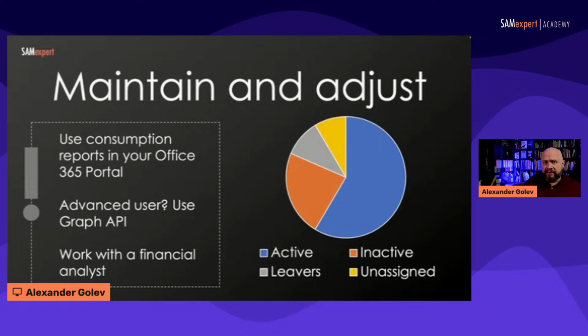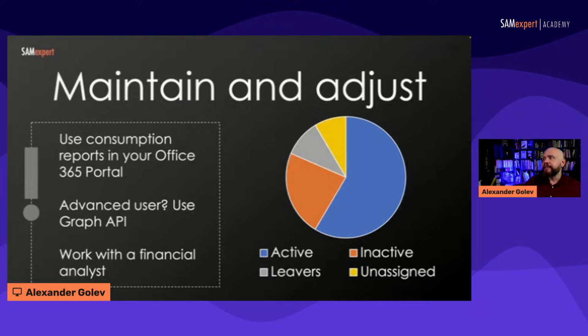Unassigned licenses, again, depending on the type of agreement, you may want to reduce that number or assign them to people who actually need them. And the active number, depending on how well the estate is managed, usually fluctuates between 75 and 95%.